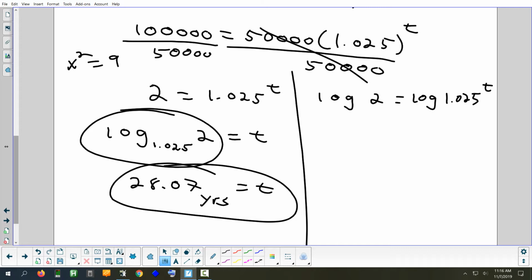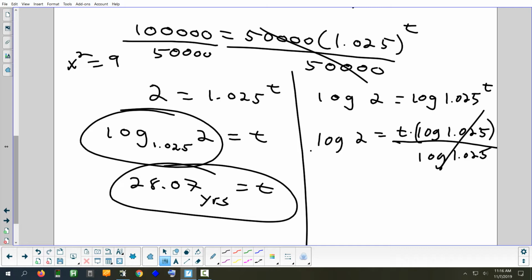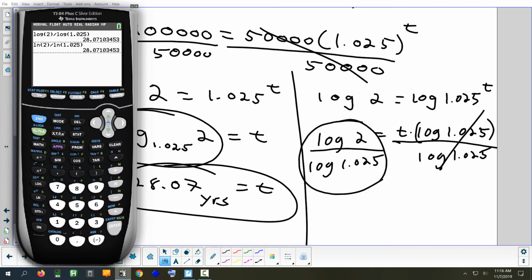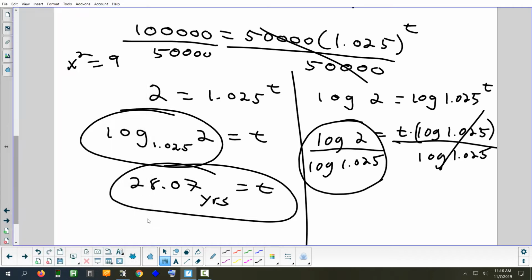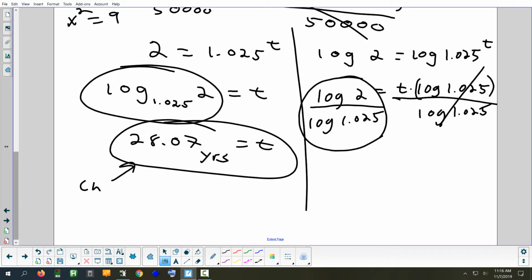Now, what am I allowed to do with that t? I can move it in front. Now watch what happens. It's t times the log of 1.025. Now, that's multiplication. How would you move the log to the other side? You would divide by it. Log 1.025, that's gone. Divide by log 1.025. How does that compare to what we just typed in on the calculator? It's exactly the same thing. So what we just did there was a way to get around using the change of base formula. If you didn't know it, you could take the log of each side. But if you know the change of base formula, it's faster. So this we got from the change of base formula.